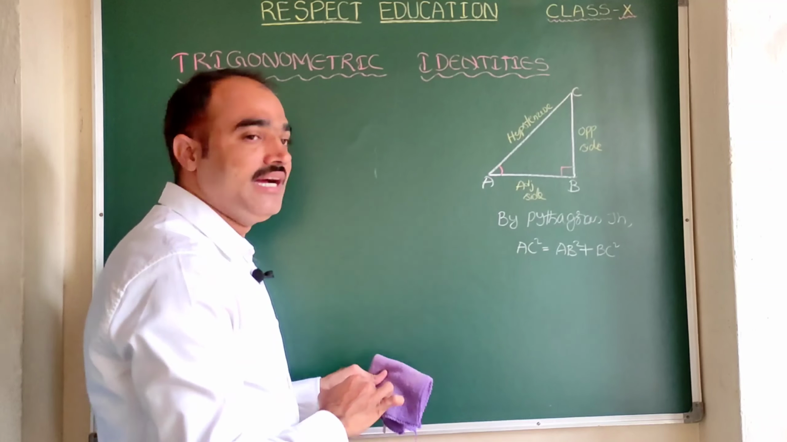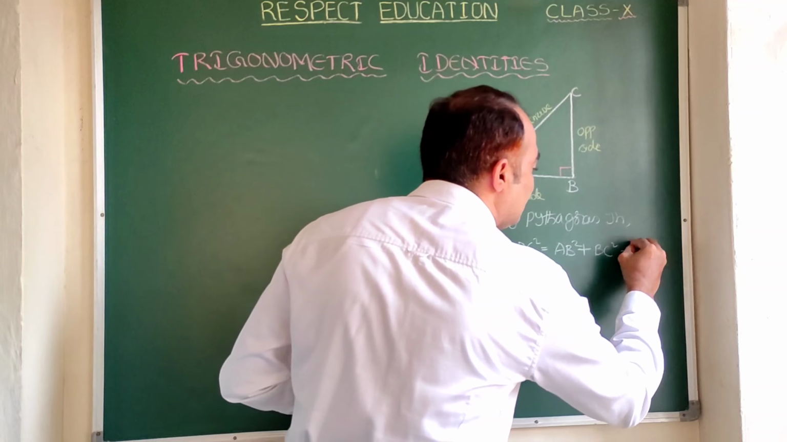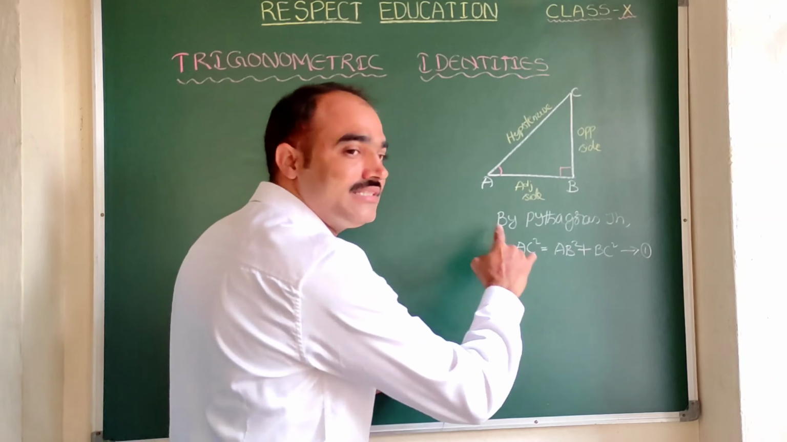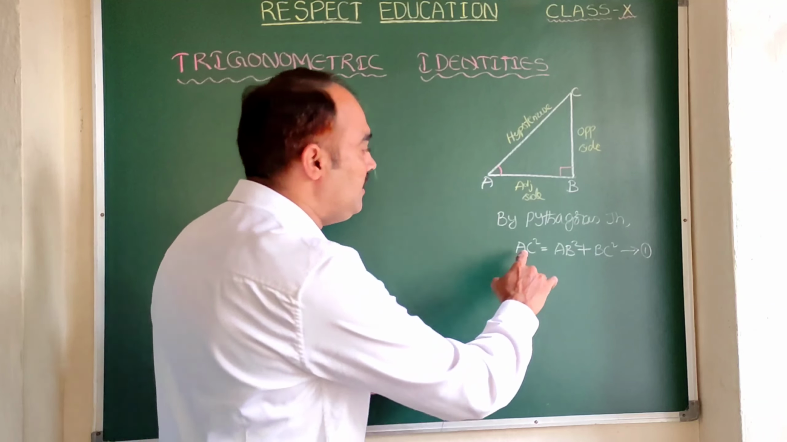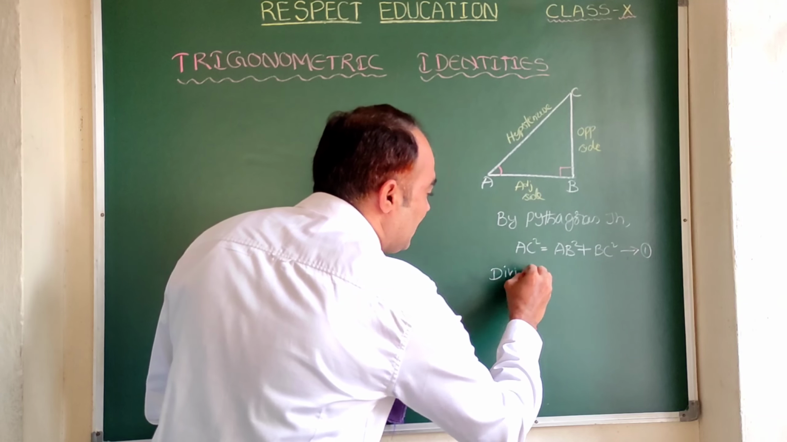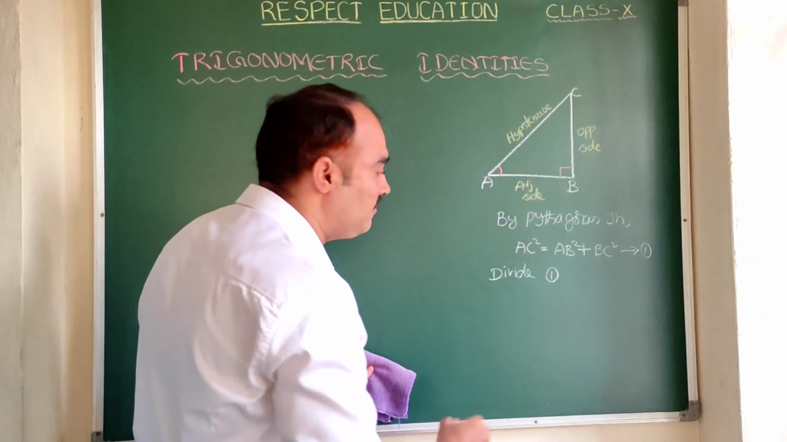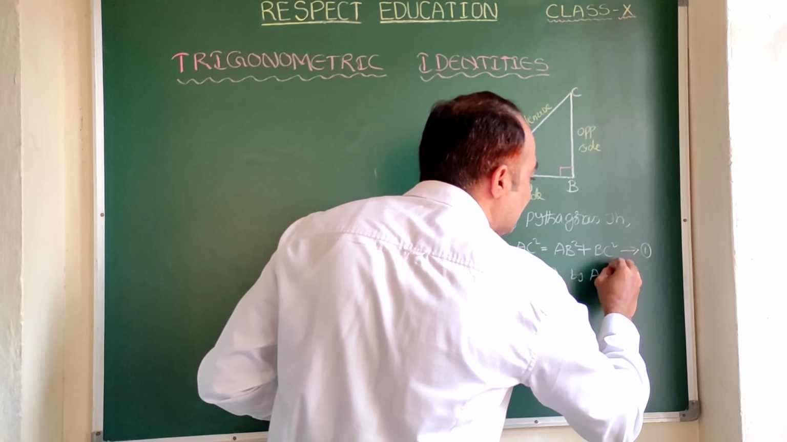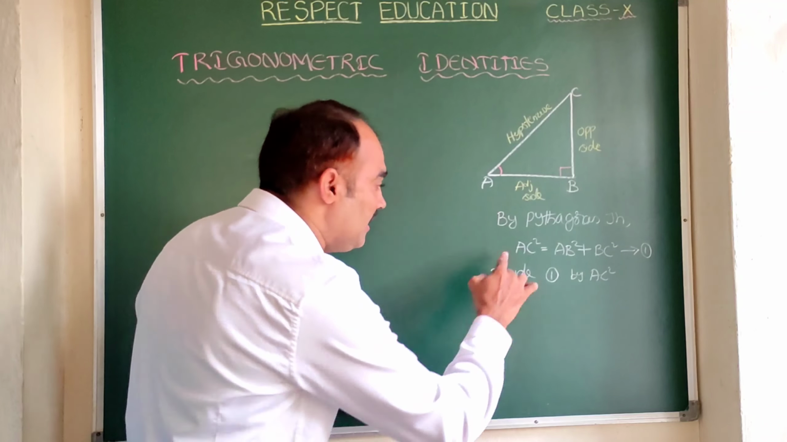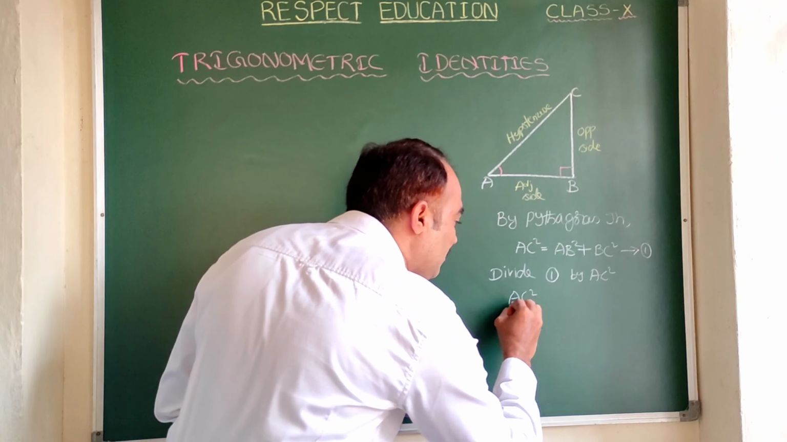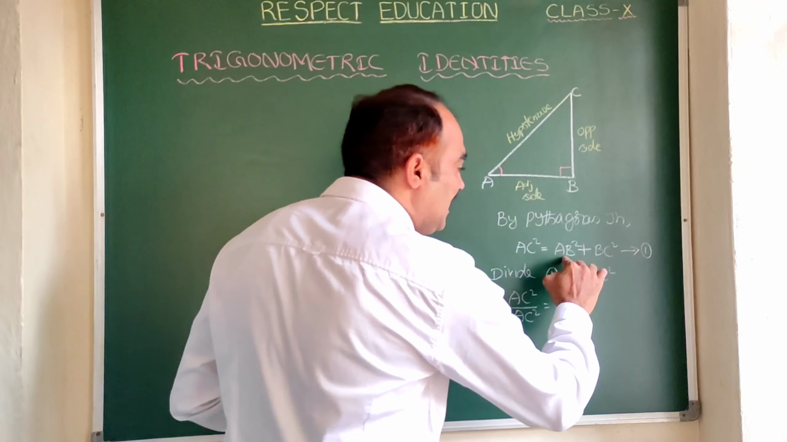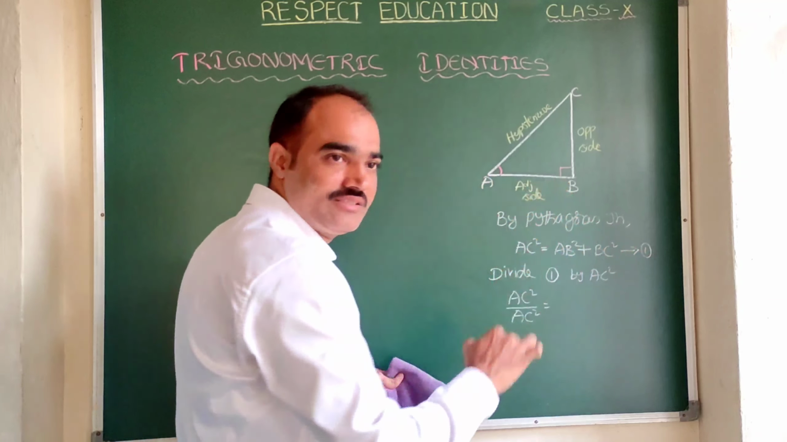Here, to get the first identity, let us take this equation as equation number 1. To get the first identity, let us divide both sides by AC square. Let us divide equation 1 by AC square. Now here, on the left side, what is there? AC square, and we are dividing by AC square, so 1 by... AC square by AC square will come. Is it clear? Yes, now the right side is AB square plus BC square by AC square.